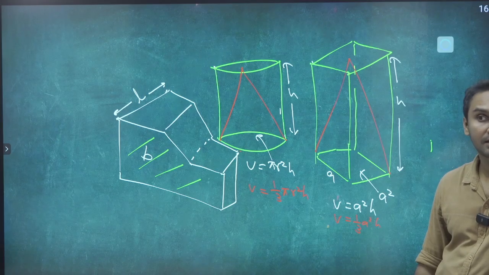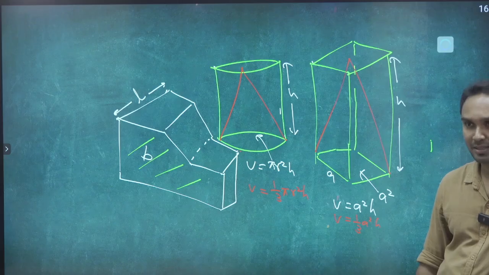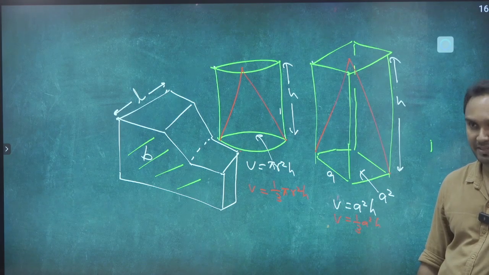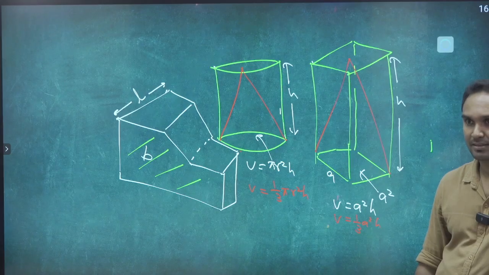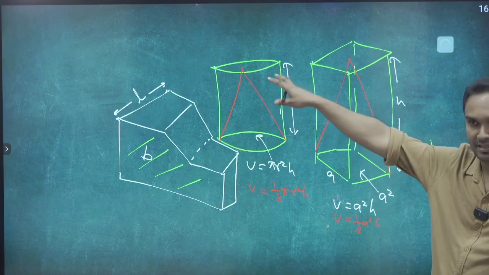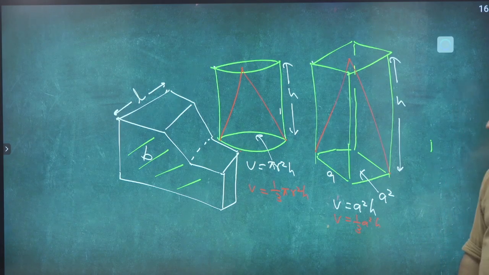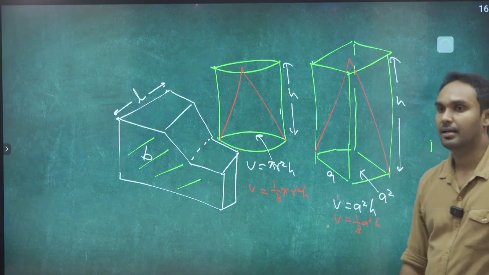Area and volume are two different things. Areas you have to calculate face by face. Like, it has many faces, right? You have to calculate the faces. And write this down.